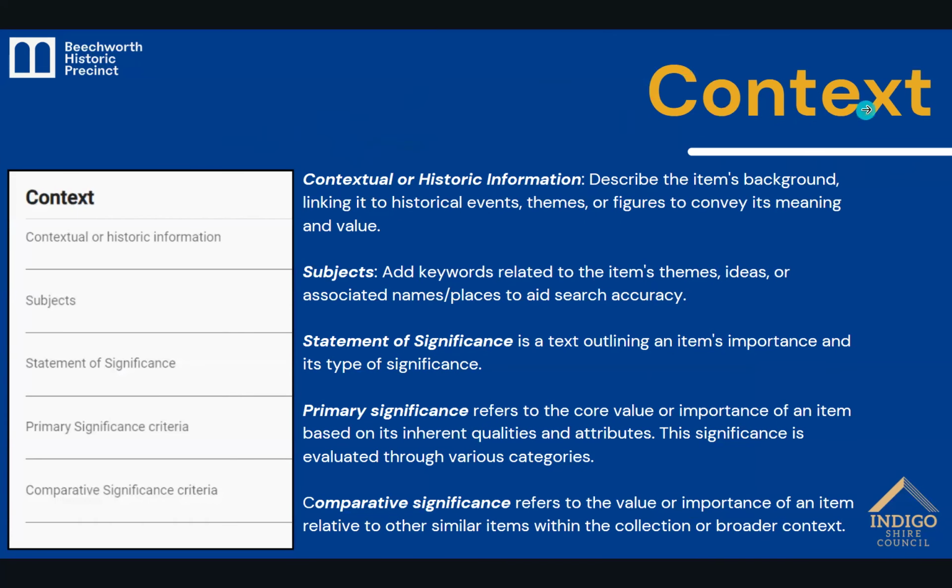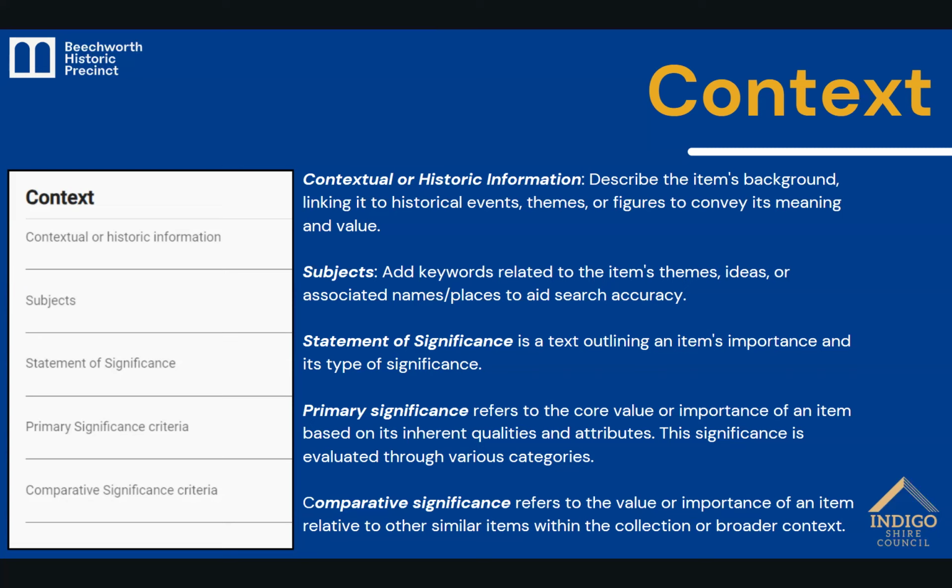So then we also have context. This one, I guess, is a little bit more meaty. This is very much our research component. The contextual or historic information is where you'll need to start looking for those resources that will become part of your references. So we are looking for the item's background, any historical events, themes, anything that makes the story significant and why it's part of our collection.